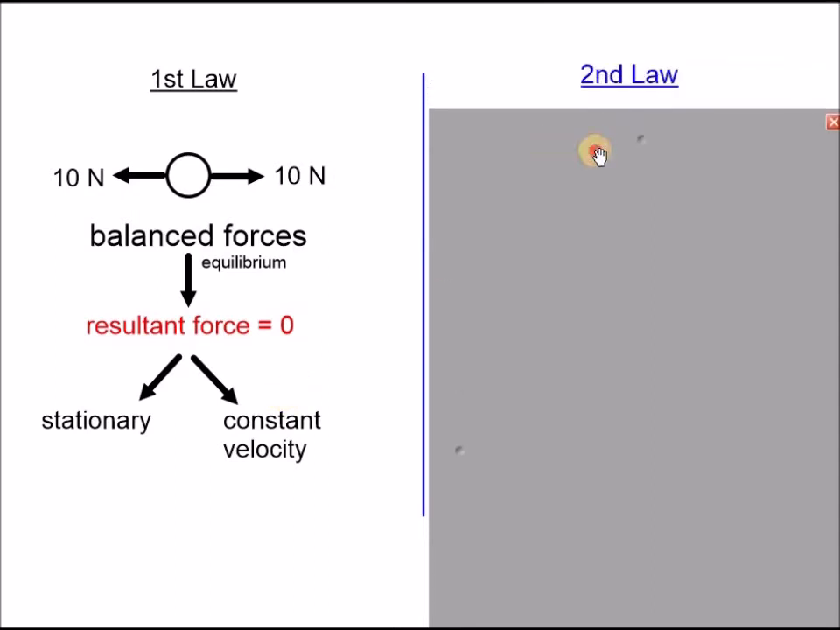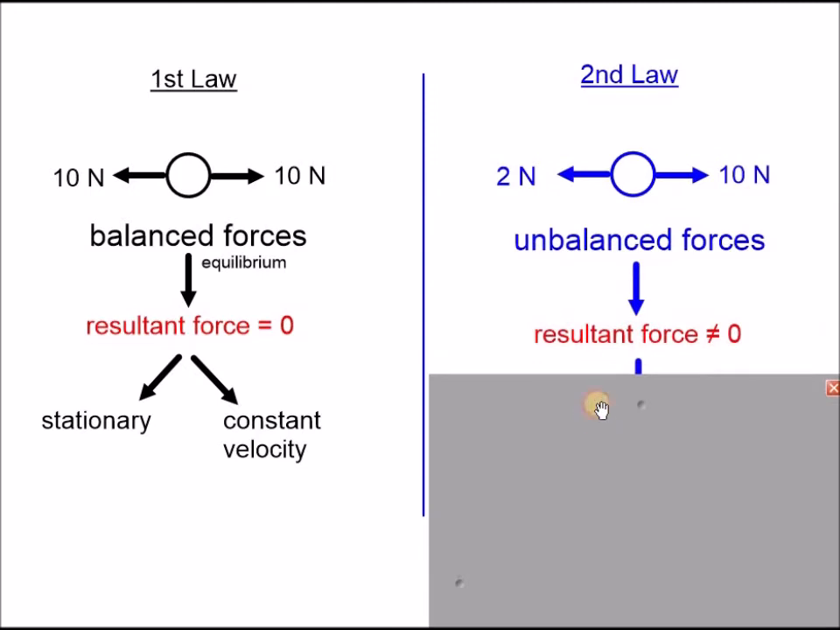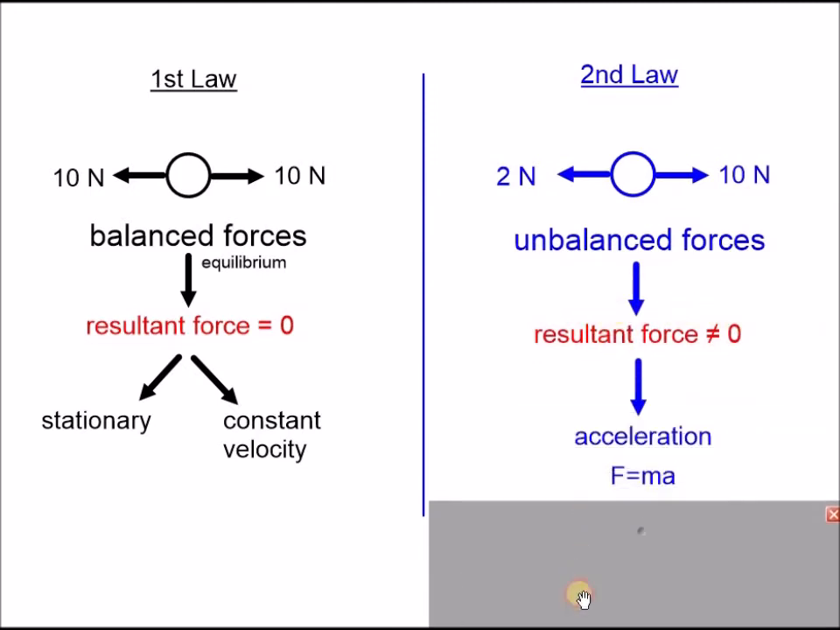Now in the second law of motion we're dealing with forces which are unbalanced, so we will have a resultant force here. In this diagram it will be 8 newtons to the right, so the resultant force is no longer 0, so we will have acceleration that's given by this formula.